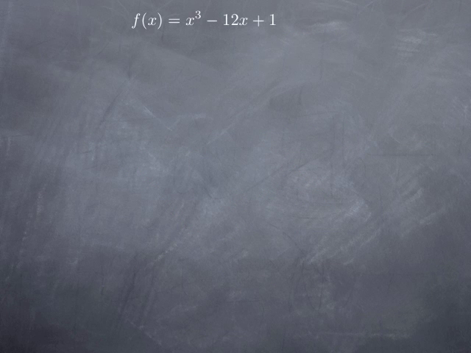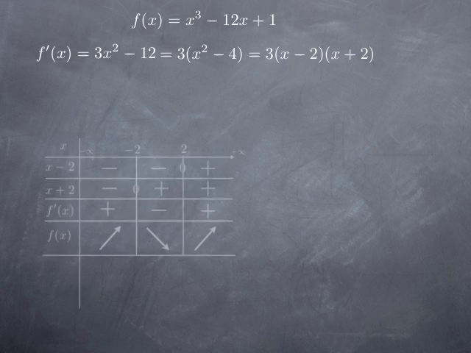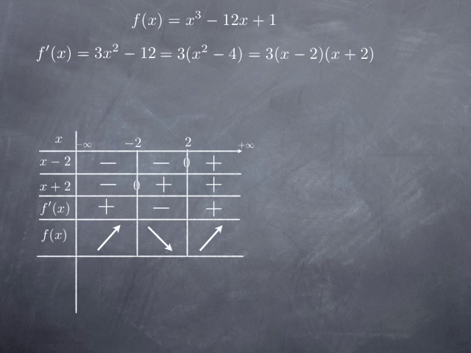So let's look at an example that we have already looked at in the previous module. It was the function x cubed minus 12x plus 1, and we've already looked for the intervals of increase and decrease and local extrema. Recall that here the derivative is 3x squared minus 12, so we can factor it. Factor out 3 first, the second factor is x squared minus 4, which factors further as (x minus 2)(x plus 2).